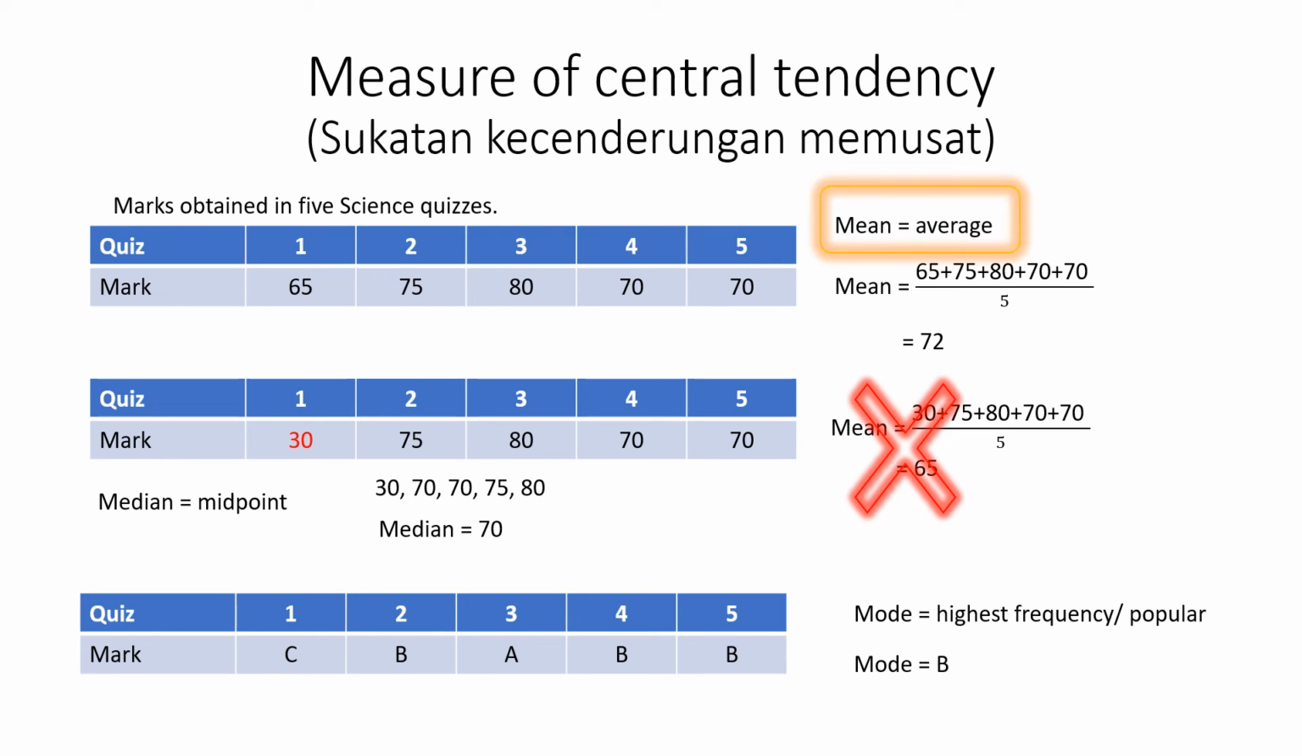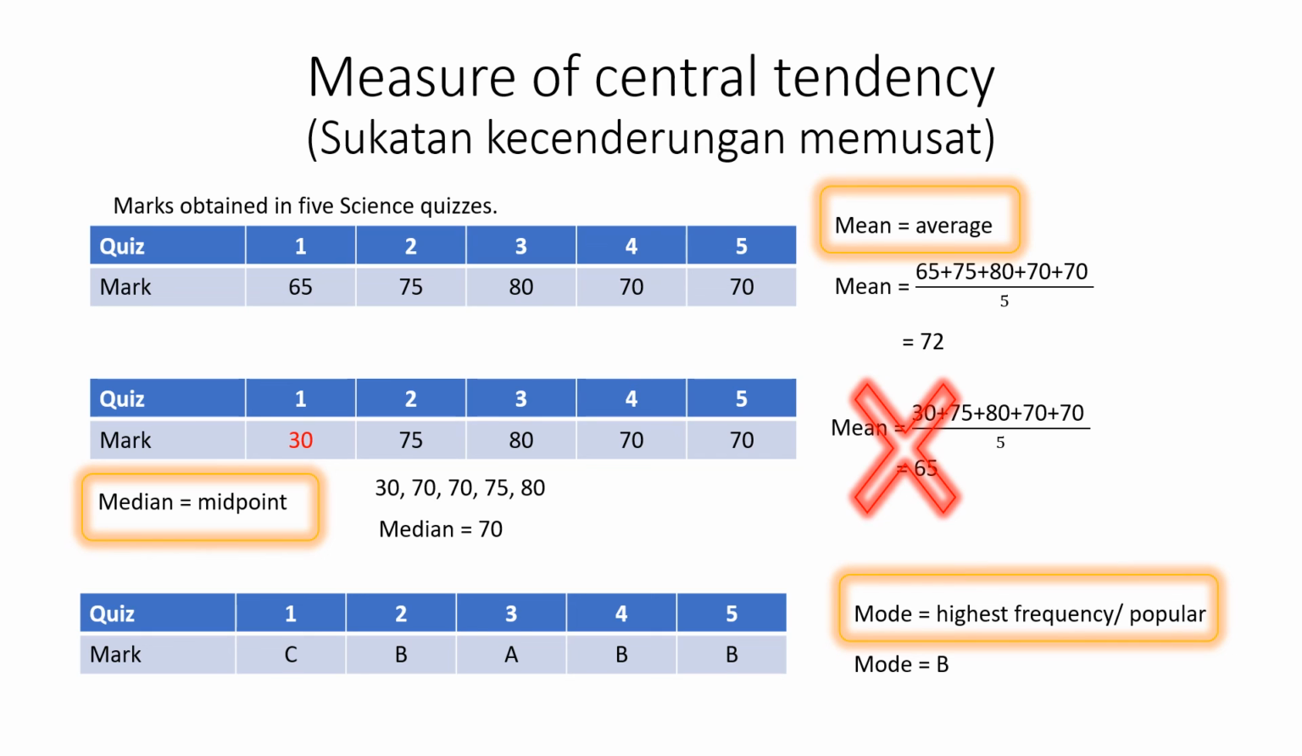To sum up, mean is the most common type of measure of central tendency as it involves the entire data. When there's an extreme value, the mean cannot give an accurate interpretation of the data because the extreme value affects the mean. So median is used because median is not influenced by extreme values.